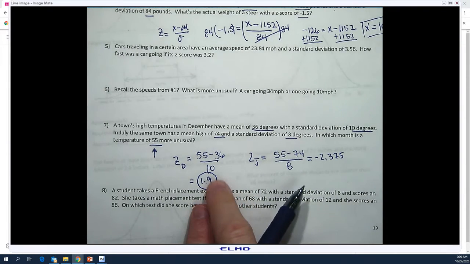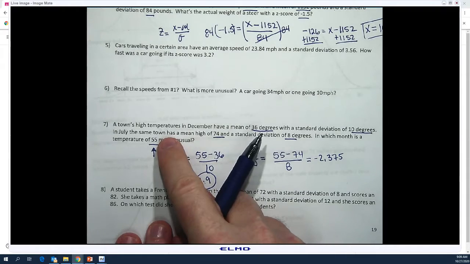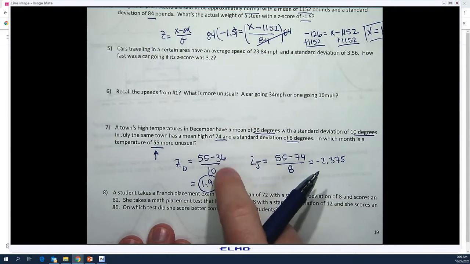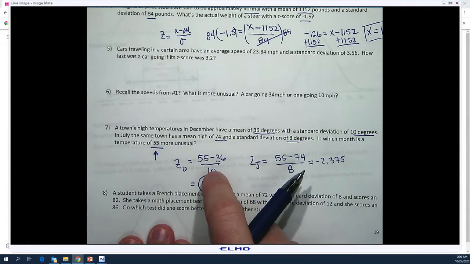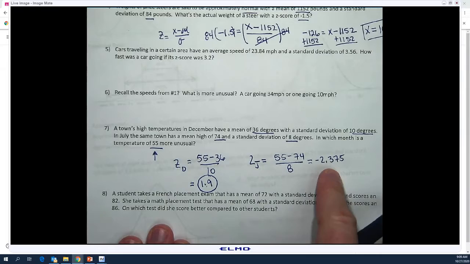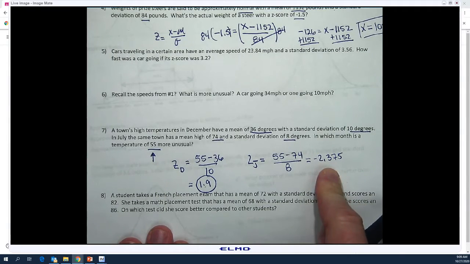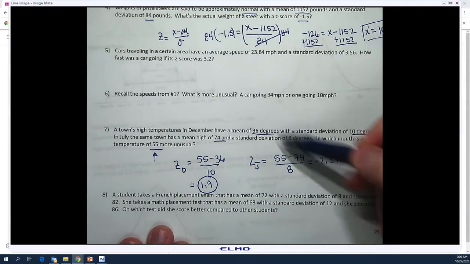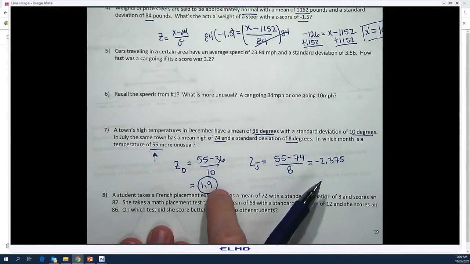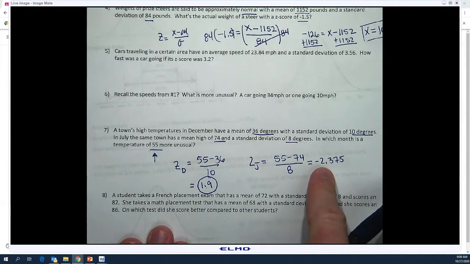That's a really important thing. 55 being closer to 74 or 36 is not really what we're asking. We're asking in terms of these deviations, how far away is it? And in December, it's closer in terms of deviations than it is in July. So whenever you're given two populations and you're asked to compare the likelihood of getting some outcome, you're going to look at these z-scores, like we did right there.